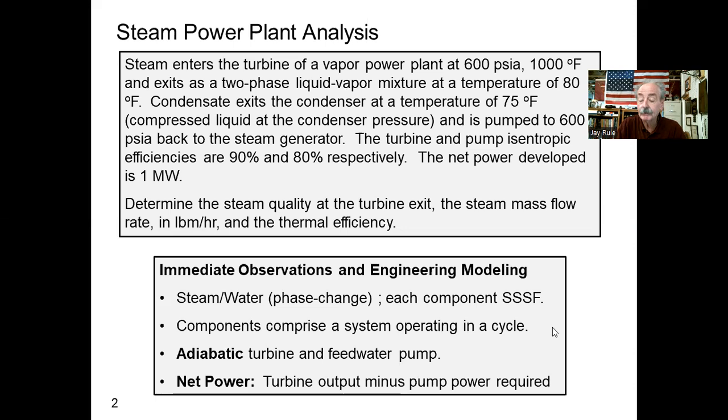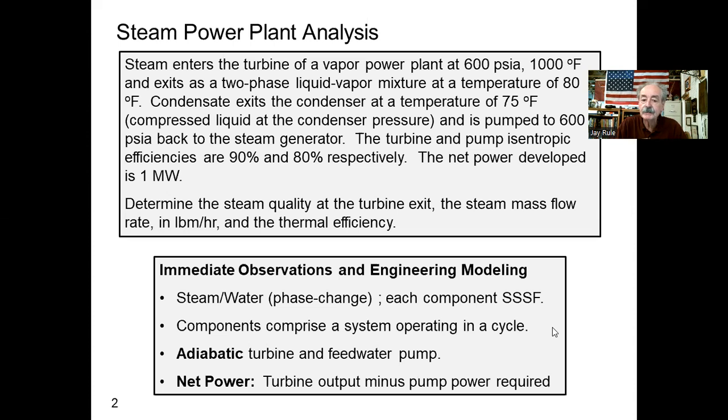I'm going to read this problem statement to you while you hopefully will read along. Steam enters the turbine of a vapor power plant. That's going to be H2O, steam vapor, at 600 psi, pounds per square inch absolute, and 1000 F. That's pretty hot. And it exits as a two-phase liquid vapor mixture at a temperature of 80 degrees F. Condensate exits the condenser at a temperature of 75 degrees F.